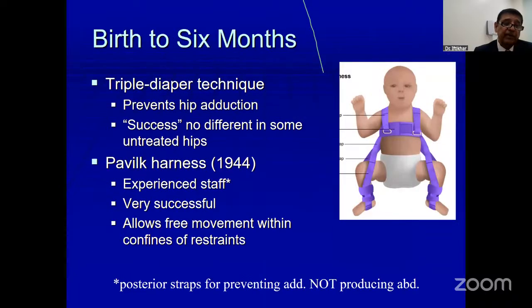Sometimes we thought at the very early stages that diapers will help. Well, the triple diaper technique prevents hip adduction, but there is no successful treatment as such. You can use the diapers in case the patient is in NICU, a premature baby. You cannot put the brace on them, so you want to make sure at the same time the hip is not adducted or dislocated. So you just apply the diaper temporarily for the purpose of being in ICU or a premature baby, but it's not a success. It's not a treatment. It's not a management.